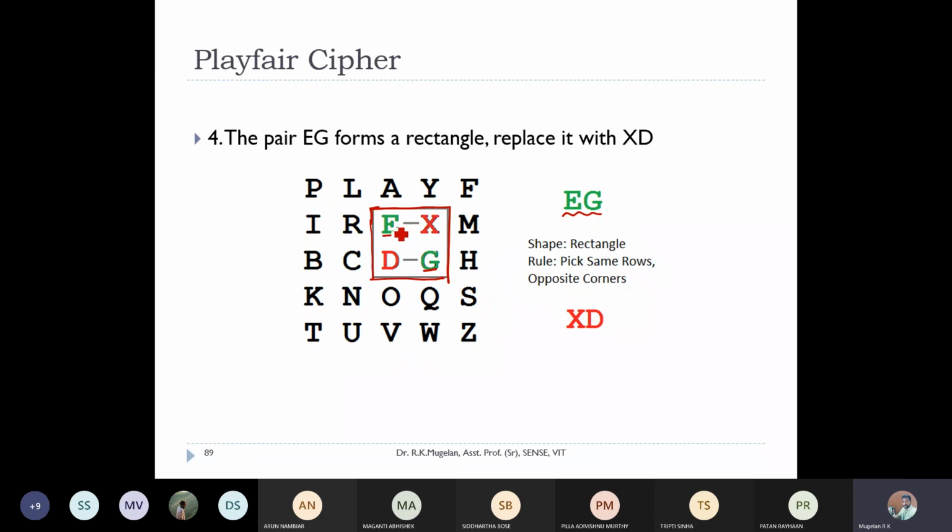Okay. So what is the mistake usually people will make? If they have the E, they'll go with this M, and for G they'll go with the B. No. First you form the rectangle. Right. Then you have to choose the opposite corners in that particular rectangle alone. So E will be replaced with X and G will be replaced with D. Okay. So does anyone have any doubts so far? If it is clear, kindly raise your hands. If you have any doubts, you can ask me regarding the first rule or second rule or third rule.